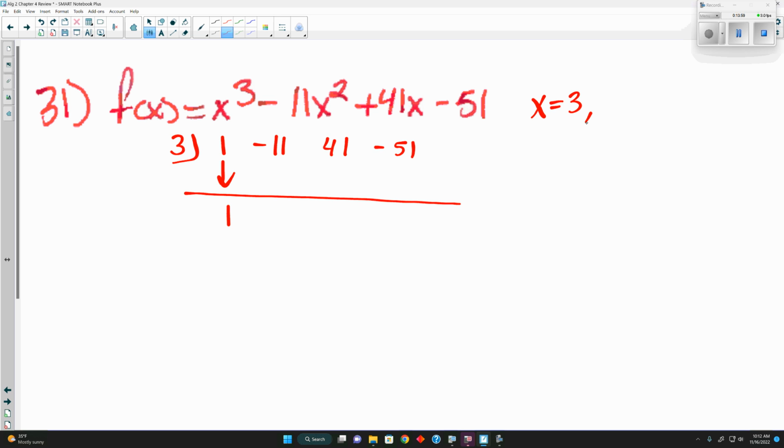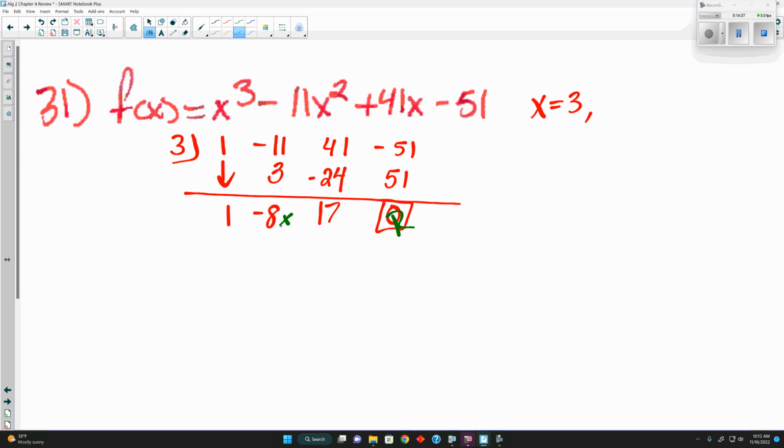Then we can work this out. 3 times 1 is 3. Negative 11 plus 3 is negative 8. 3 times negative 8 is negative 24. Negative 41, or 41, plus negative 24 is 17. 3 times 17 is 51, which does give us 0. Unfortunately, we do have a middle term for this here. So this is our remainder.